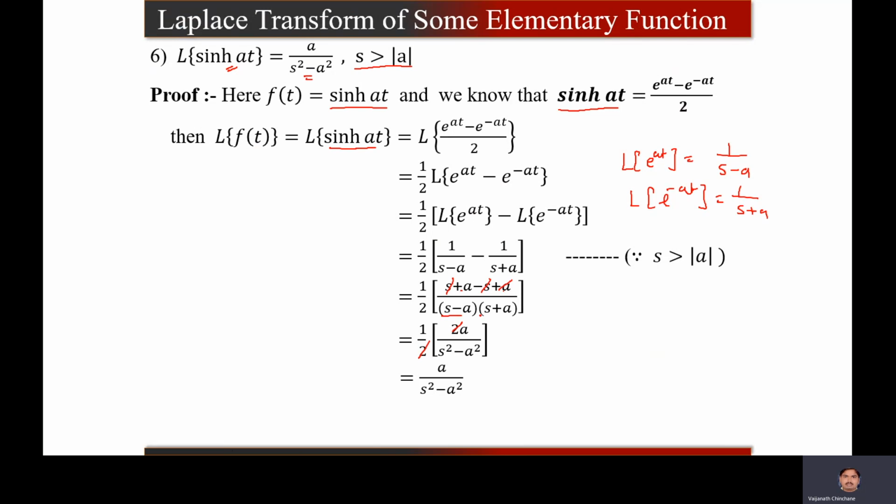because again we use here (s minus a)(s plus a), which is equal to s square minus a square. From this step we have s square minus a square using this formula, and we have a divided by s square minus a square. This is the Laplace transform of sine hyperbolic at, and therefore Laplace of sine hyperbolic at is equal to a divided by s square minus a square, for s greater than or equal to mod a.